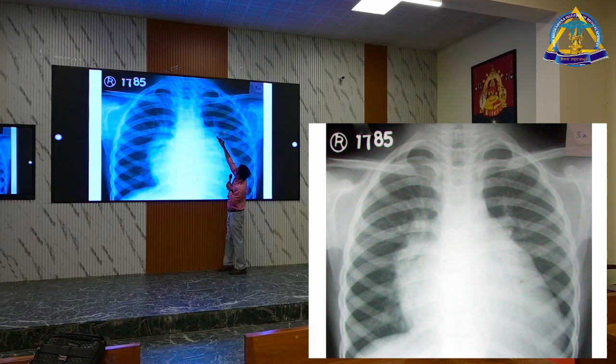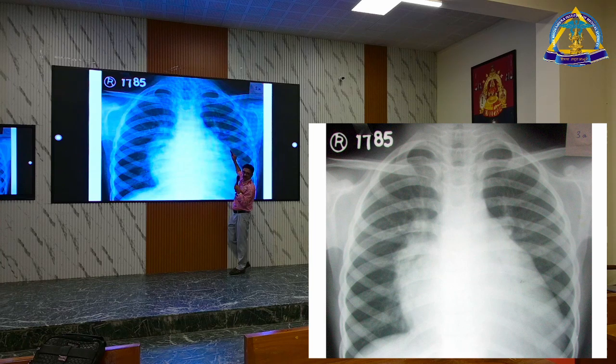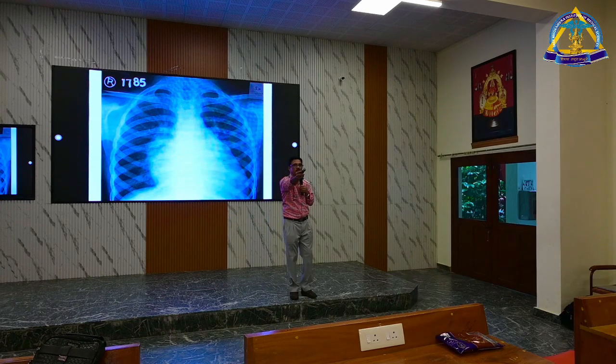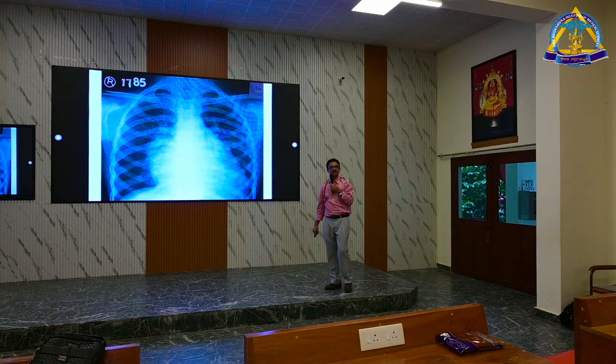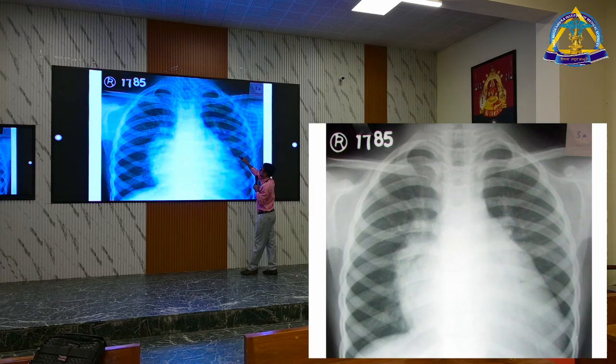See, the top one is the aortic arch. Then the main pulmonary artery. What is this one? Who told that? First one who told? Left atrium, who told? Yes, tell your name. It is the left atrial appendage. Left atrial appendage. So the left atrium is also getting enlarged.